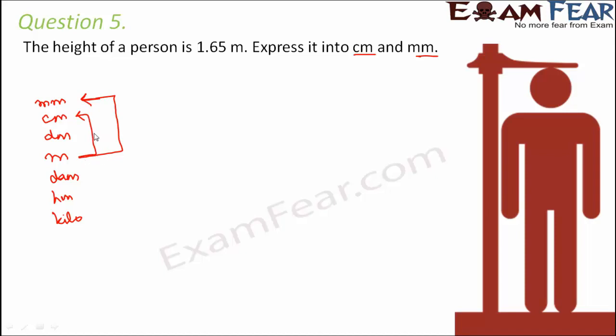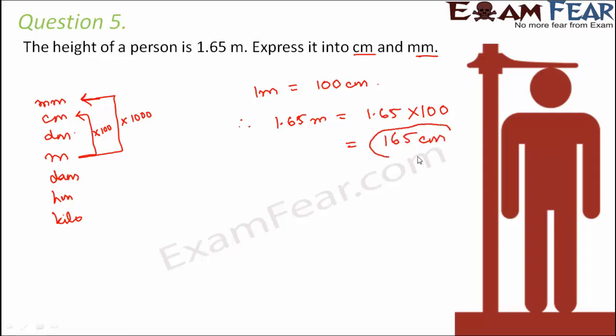In both the cases we have to convert from bottom to top, so we need to multiply. Here this is 2 steps, 1, 2, so we have to multiply by 100. Here it is 3 steps, so we have to multiply by 1000. So we can say that 1 meter is equal to 100 centimeter. Therefore, 1.65 meter will be equal to 1.65 into 100 centimeter, which would be equal to 165 centimeter.